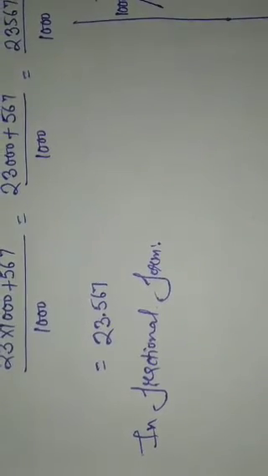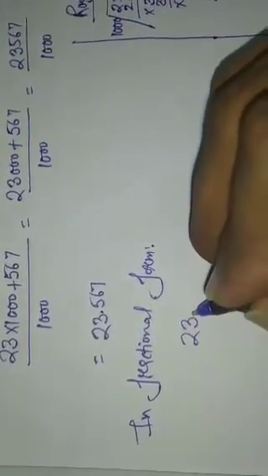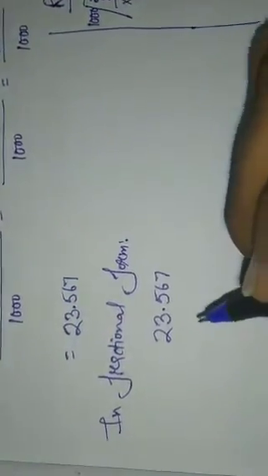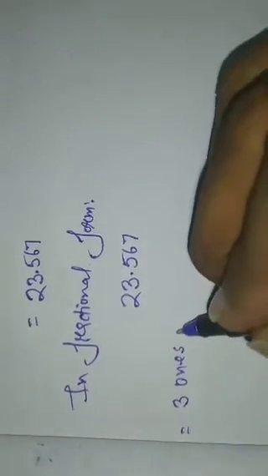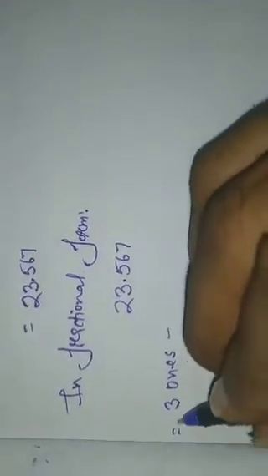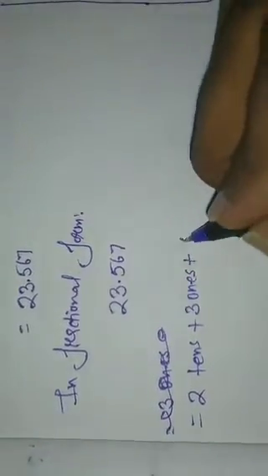Now we can write it in the fractional form. The number you have got in decimal is 23.567. First you will write it on the basis of the place value system. Before the decimal there are 2 digits, 3 and 2. 3 is the ones digit and 2 is the tens digit. Sorry, first you will write 2 tens, because there are 2 numbers. So here you have 2 tens plus 3 ones plus 5.